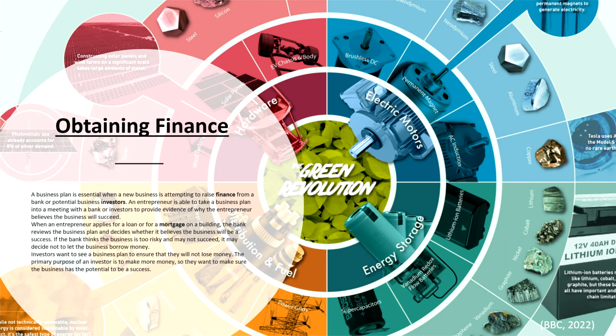So how do we go about obtaining finance? A business plan is essential when a business is attempting to raise finance from a bank or potential business investors. An entrepreneur is able to take a business plan into a meeting with a bank or investors to provide evidence of why the entrepreneur believes the business will succeed. So your business plan is essentially your big thing that you can show other people, such as investors. This is what I'm doing. This is why it will work. This is why you should invest in my business, okay?